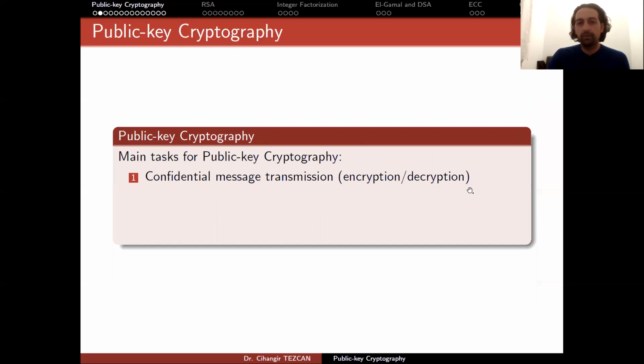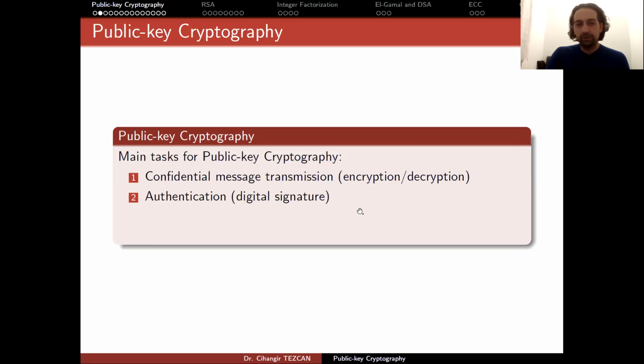So you can have public key algorithms to use for encryption and decryption. RSA and ElGamal are examples of this kind of algorithm, and we will see them in the following slides. But of course, they would not be as fast as symmetric key cryptography. So this is why most of the time we use AES instead of RSA and so on.